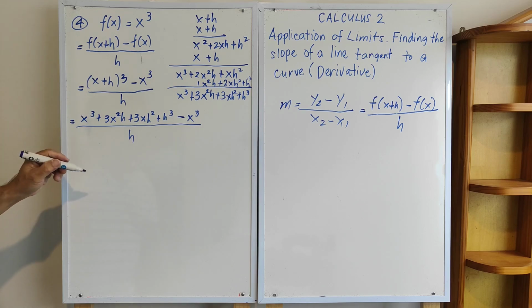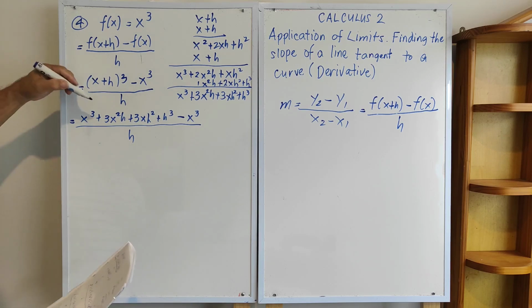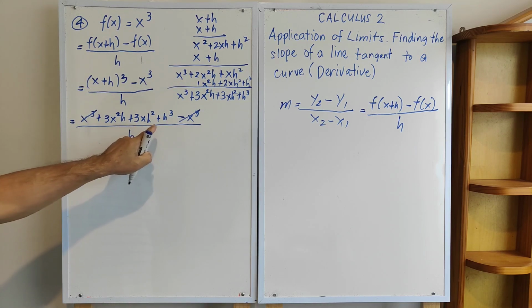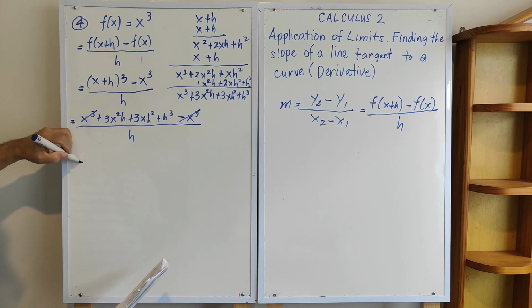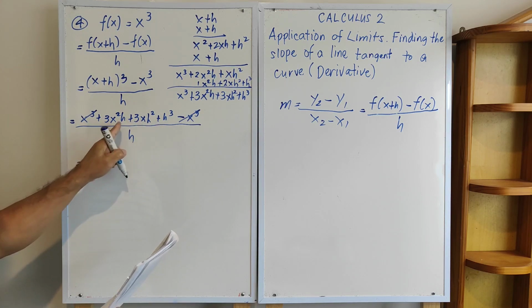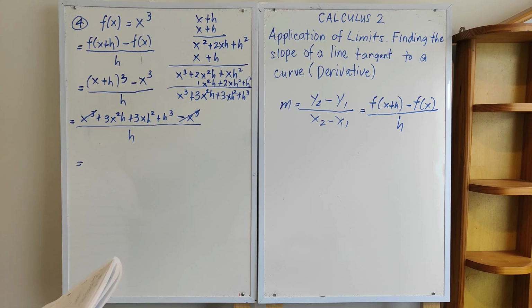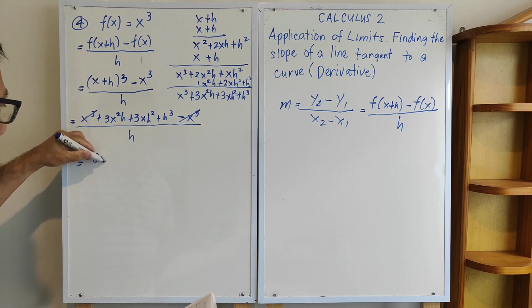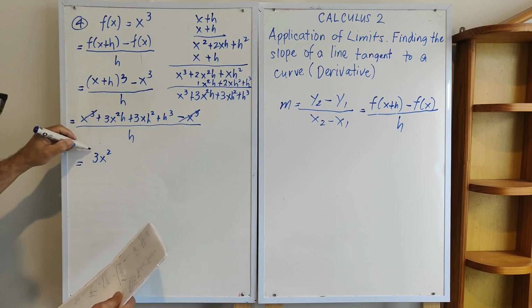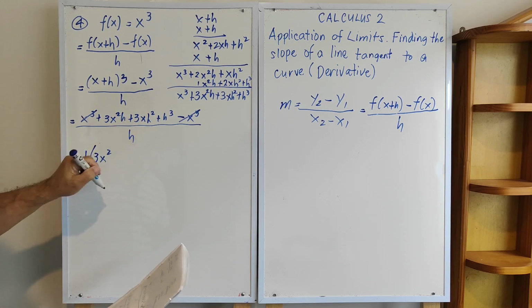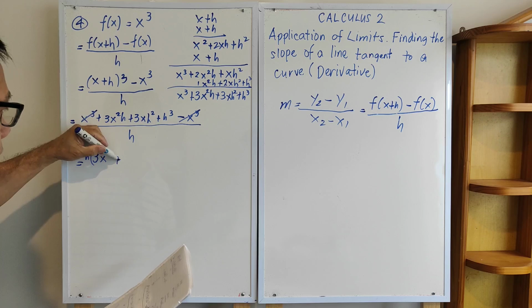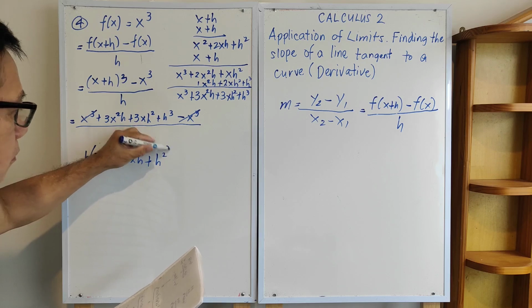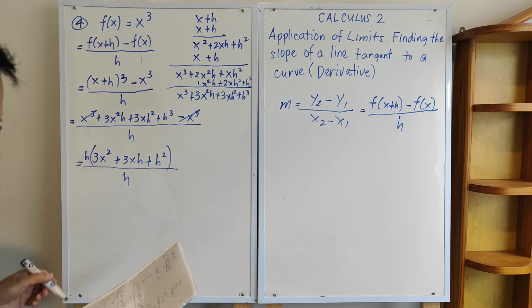So what are the things we can cancel? x cubed and negative x cubed. I think that's it. Now these three terms, they all have h, so we will factor out h. So this 3x squared h will become only 3x squared. Wait, I forgot the h. If you remove one h, what you have is 3xh, and removing one h from the last term, you get h squared. Now over h.